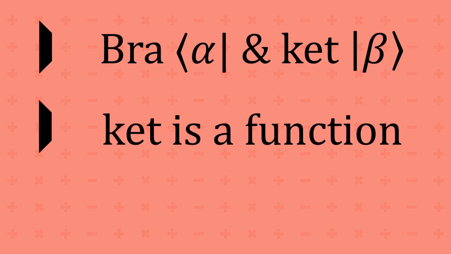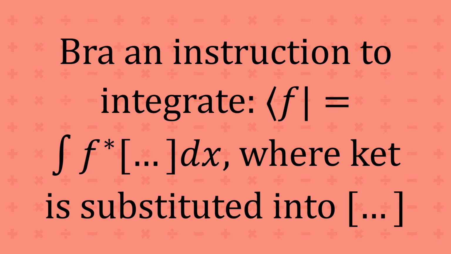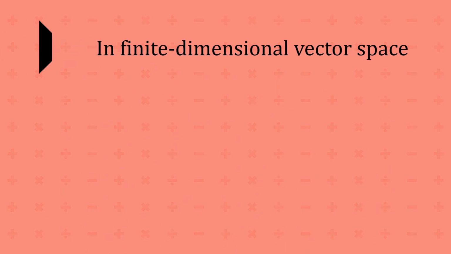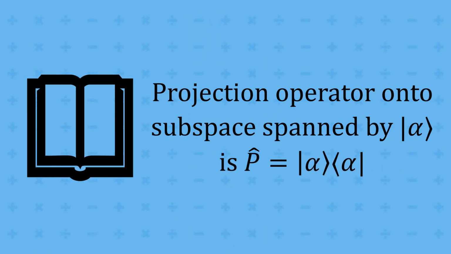Now let's move on to discuss the Dirac notation. Dirac split the notation for the inner product into two pieces called the bra alpha and the ket beta. The ket is a function, and the bra is a linear function of vectors. It acts on a ket and returns a complex number, namely the inner product. In a function space, the bra can be thought of as an instruction to integrate. In a finite dimensional vector space, the kets can be expressed as columns and the bras as rows with components with respect to some basis. Then we get this expression for the inner product.